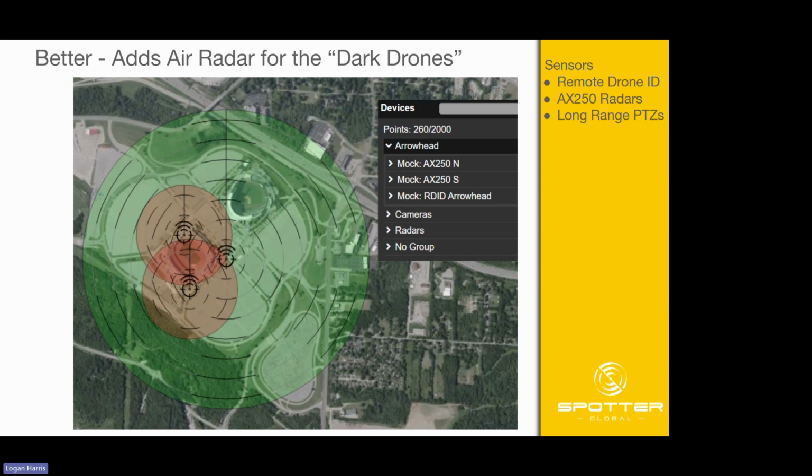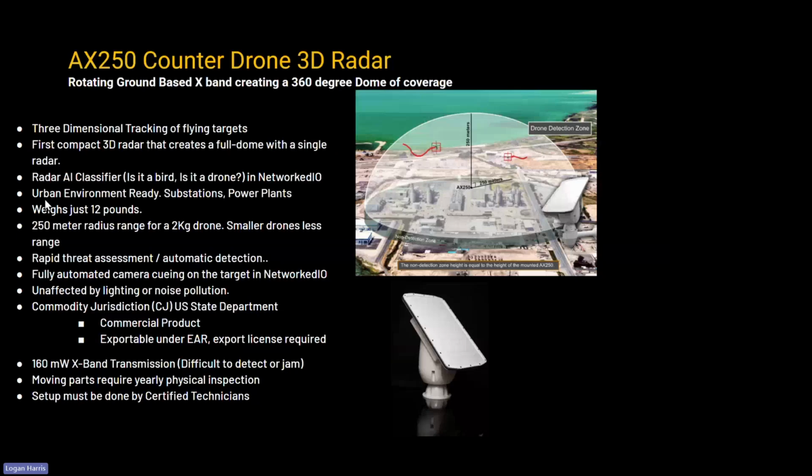So the next step up, which is better, is to add air radar for detecting these dark drones. I've added here two AX250s. These are our rotating radar systems, and this one right here creates full hemispherical coverage. It does an electromagnetic evaluation in the vertical and then horizontal through rotation. This covers 250 meters for a 1.5 kilogram drone, like a Phantom 4. For a larger drone, that would be up to 300 meters.